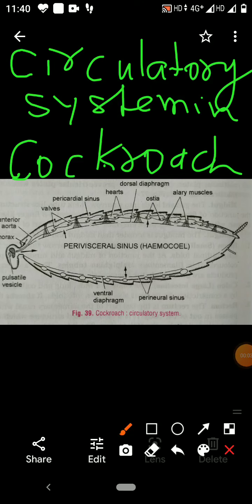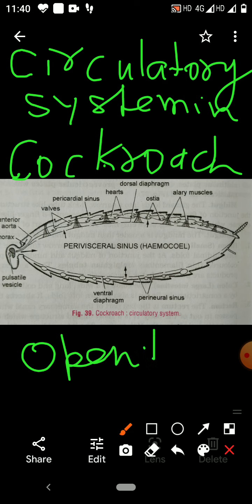I am going to explain the circulatory system in cockroach. You have studied in the previous classes that there are two types of circulatory system. One is open type and the other is closed type.